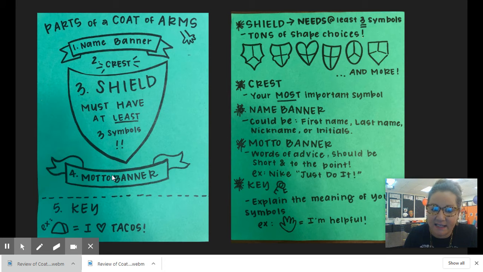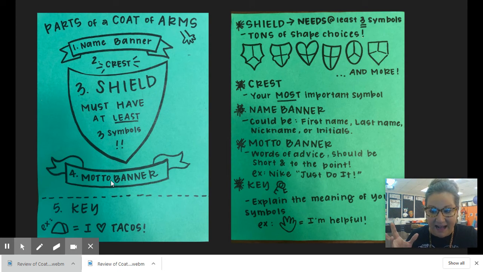Okay, next thing down is a motto banner. So we said a motto are like words to live by. So Miss Rayborn always thinks of this, especially when it comes to my family. When I was a kiddo, in our kitchen, we had a mural and it said live, laugh, love. And it was almost like our family's motto.